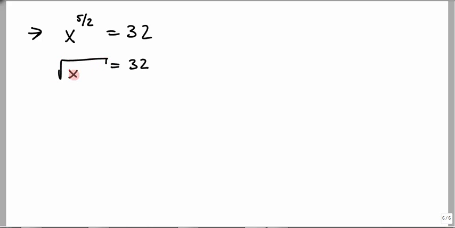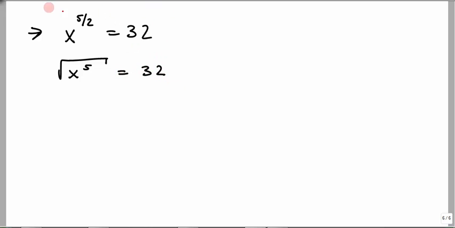For instance, we might see a problem like x to the 5 halves equals 32. Now, this does not look like it's a radical problem, but remember, when we look at this, 5 is the power, 2 is the root. So you could rewrite this as the square root of x to the 5th equals 32. I'm going to try and write that a little bit bigger so you can see that. The square root of x to the 5th equals 32.